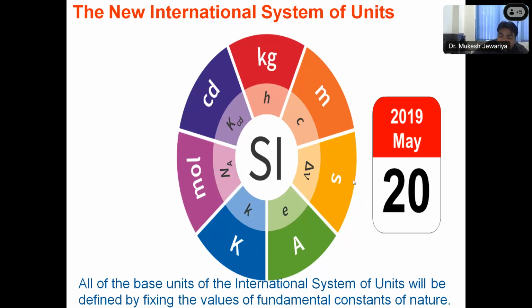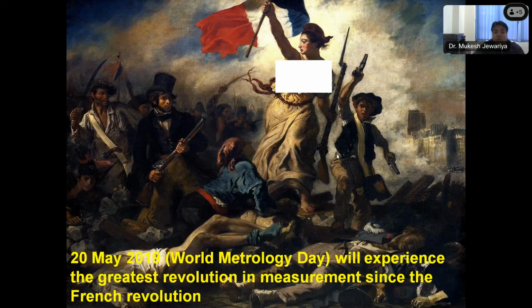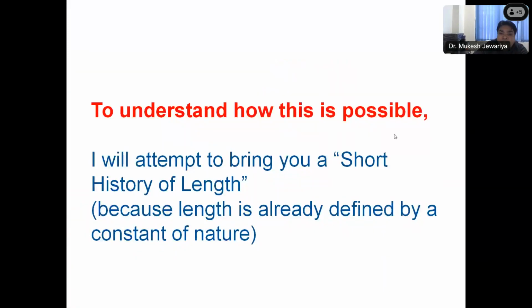Now, to realize those fundamental constants, it is mandatory to have state-of-the-art science and technology facilities. In 2019, on 20 May, the world of metrology experienced its greatest revolution, on the same day as the French Revolution took place. During the French Revolution, everything changed. Now let's understand how this change came. To understand how this is possible, I will bring you a short history of length, because length is already defined by a constant of nature.